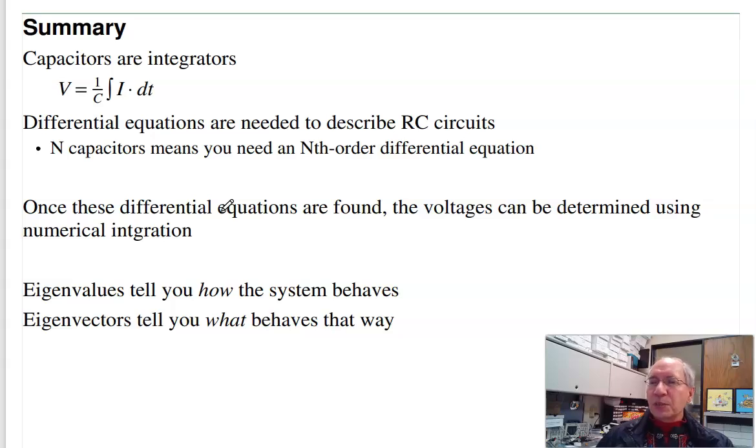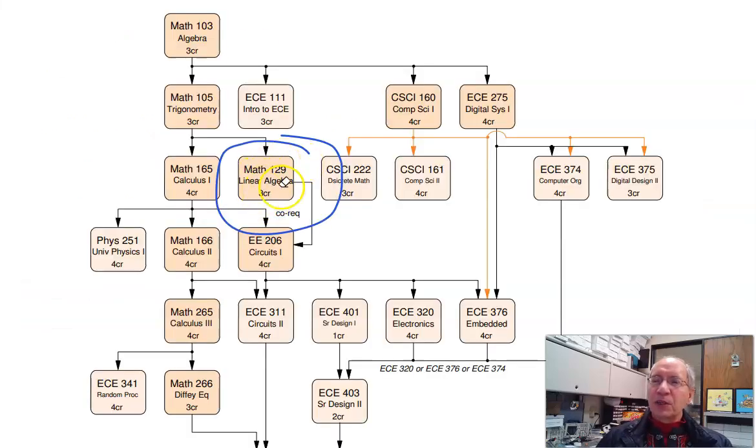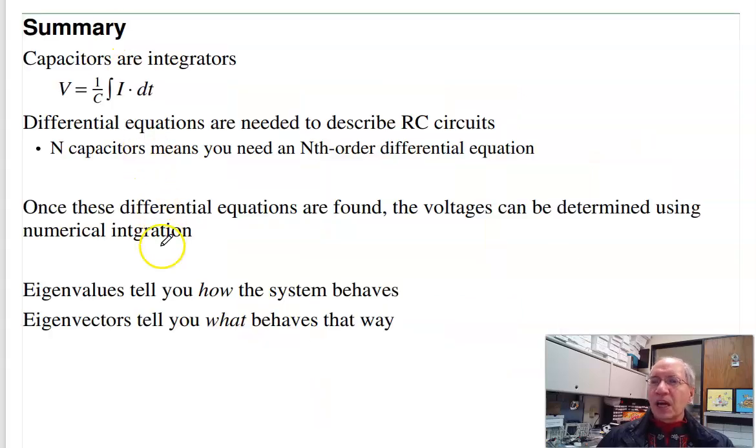Also, when you set this up in matrix form, you're going to have an n by n matrix. An n by n matrix has eigenvalues and eigenvectors, something you'll cover when you get to Math 129. Again, that confuses everyone. Just remember that eigenvalues tell you how a system behaves. A slow eigenvalue, like e to the minus 0.3t, decays slowly. A fast eigenvalue, e to the minus 39t, decays quickly. That's eigenvalues. Eigenvectors tell you what behaves that way. Each eigenvalue has an eigenvector. The fast eigenvector decays quickly. The slow eigenvector decays slowly.